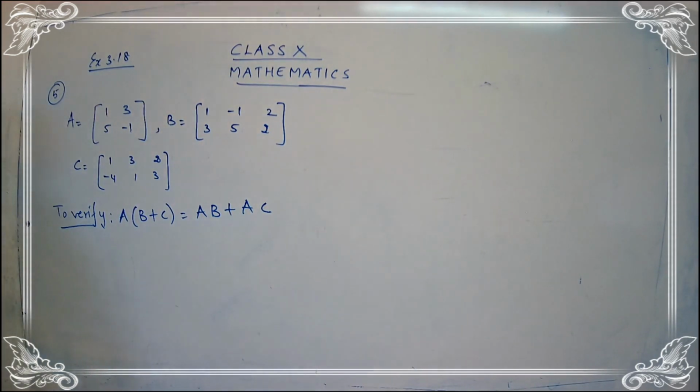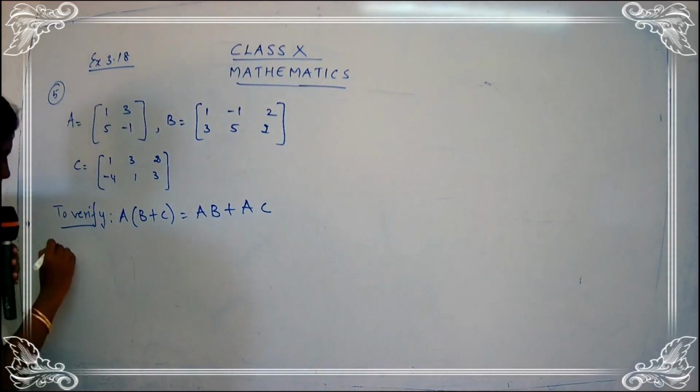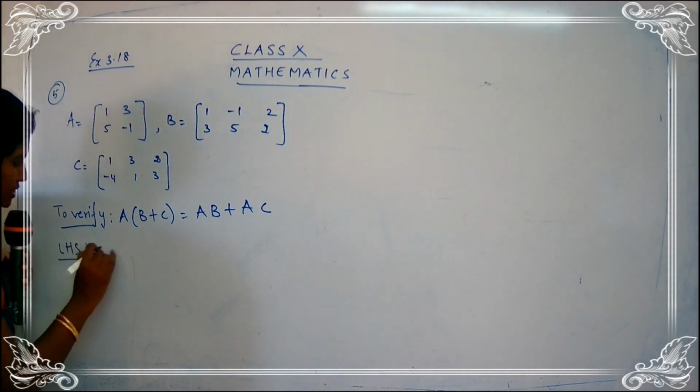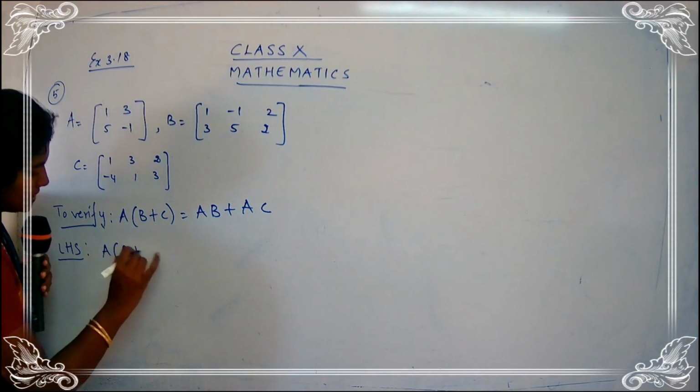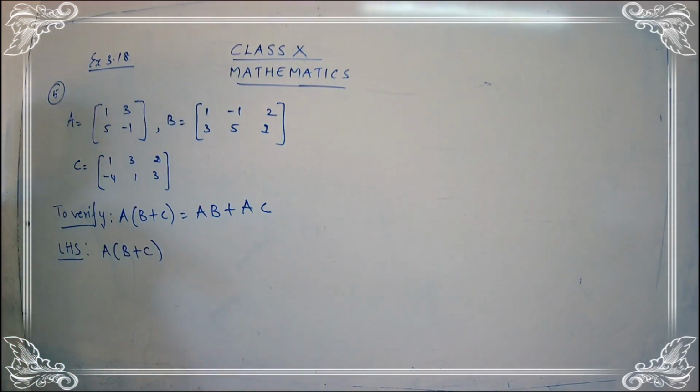Okay. So now I'm going to take the LHS part. Write down the LHS part here. LHS, A into B plus C. Write down the LHS part. LHS is A into B plus C.